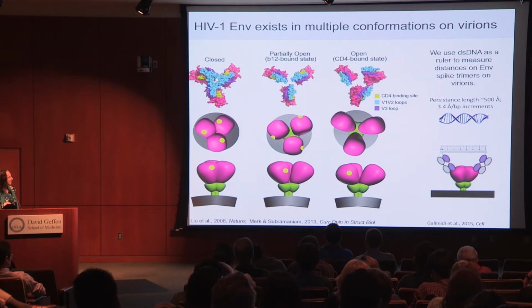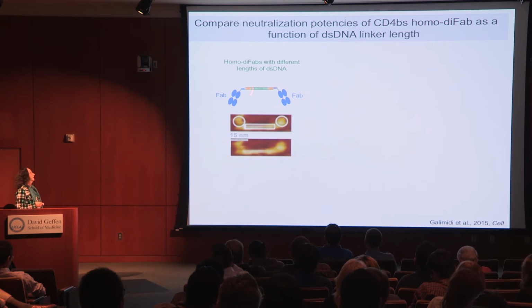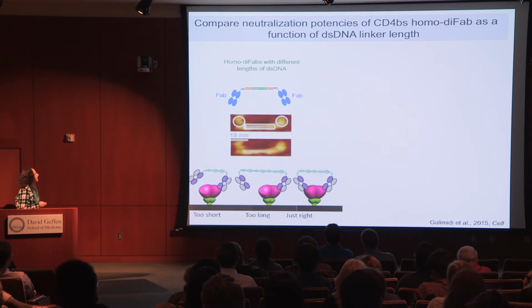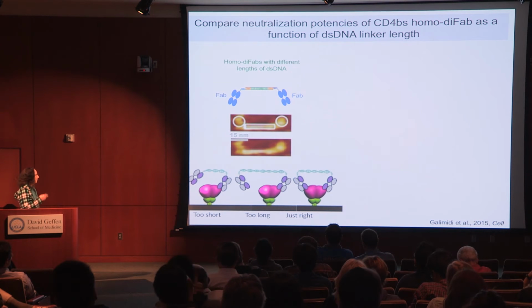So Rachel Galimidi, in this paper here, described how you can link Fabs covalently to a little piece of single-stranded DNA. You make a linker between them, and so this is atomic force microscopy of what one of these looks like with one particular length. And indeed, the linkers appear to be rigid. And then she did an experiment multiple times in the paper.